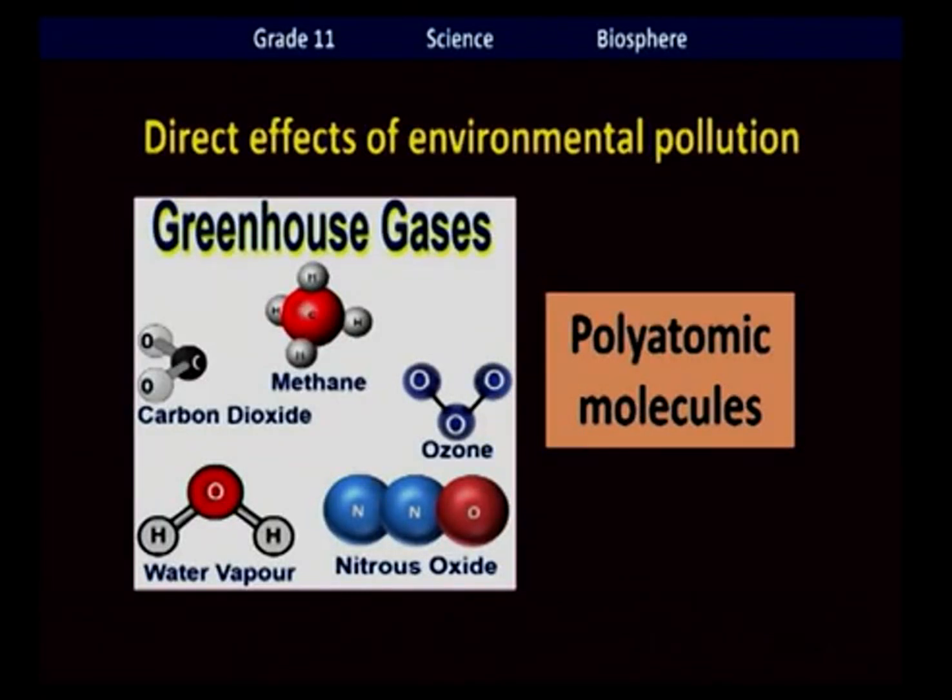Actually, you can see here polyatomic molecules. Number 1, carbon dioxide, CO2, 3 atoms. Next, CH4, 5 atoms. Ozone, O3, there are 3 atoms. Water molecule, there are 3 atoms, 2 hydrogen and 1 oxygen. Nitrous oxide, N2O. So these are called polyatomic molecules. These polyatomic gases are considered as greenhouse gases. These polyatomic gases are IR active. They can trap infrared rays and they can trap heat.